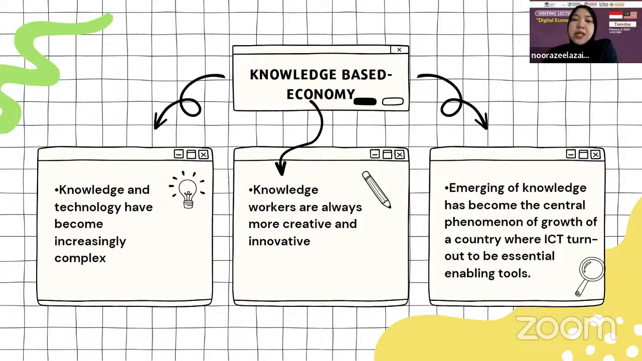So in the knowledge-based economy, knowledge and technology have become increasingly complex. Knowledge workers are more creative and innovative. And the emergence of knowledge has become the central phenomenon of growth of a country, where ICT turned out to be an essential, enabling tool, okay?